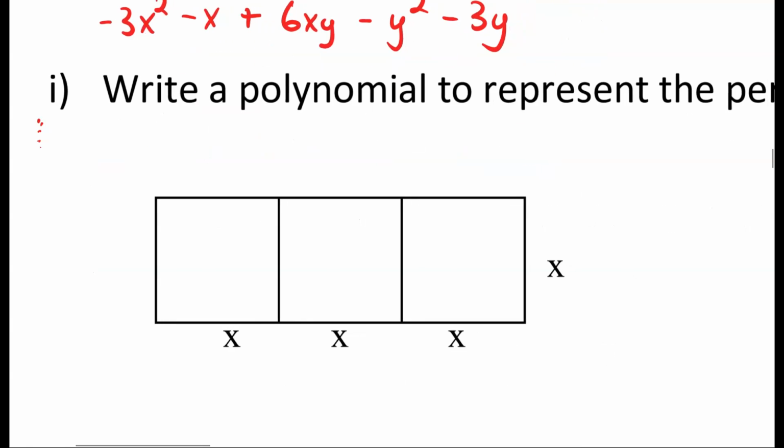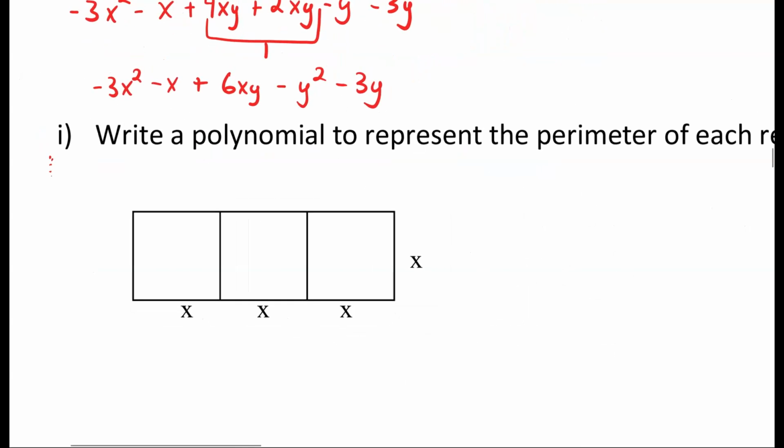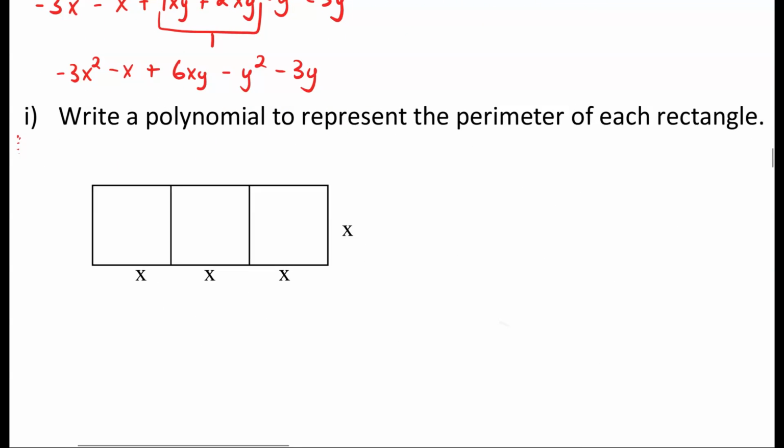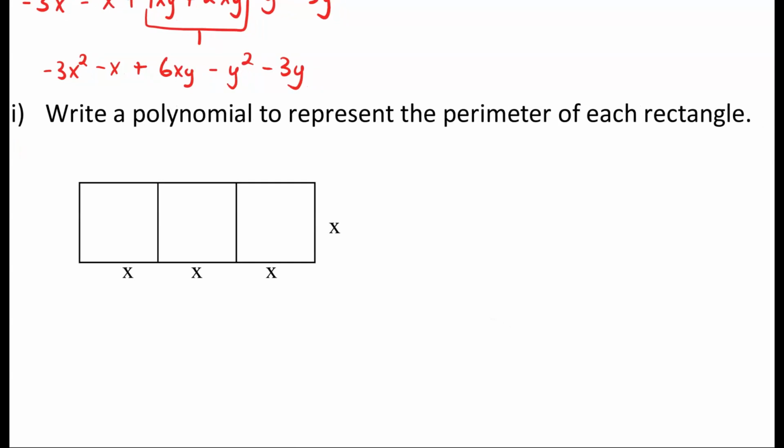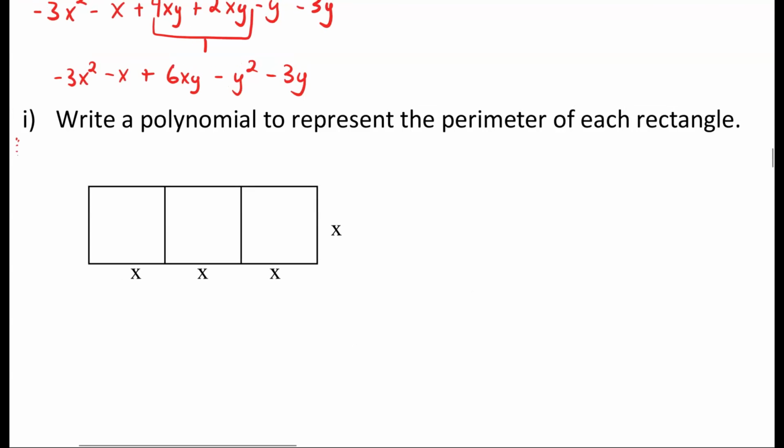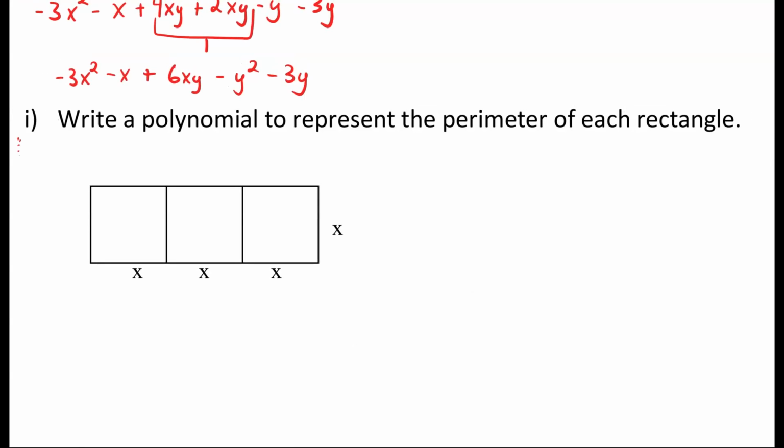Next question we have here, we're going to be thinking back a little bit to what we did last unit, where we're looking at perimeter. Now perimeter, remember, is the distance around the outside. What we need to do here is we need to add up all of these unknowns, so all of these variables, to figure out our total perimeter.